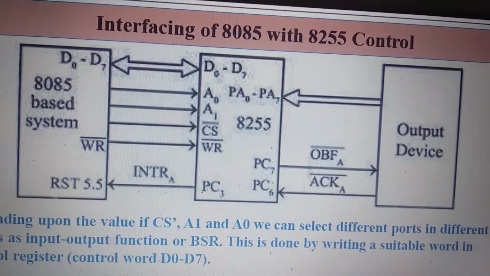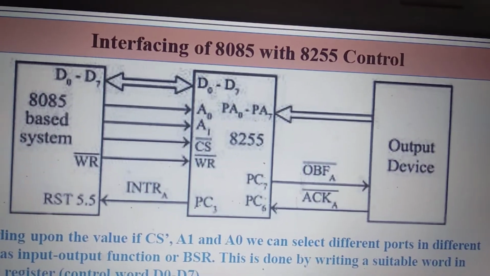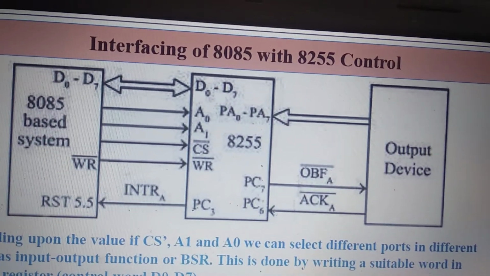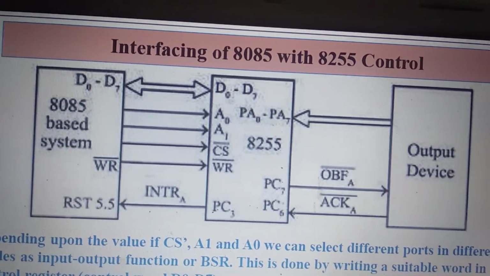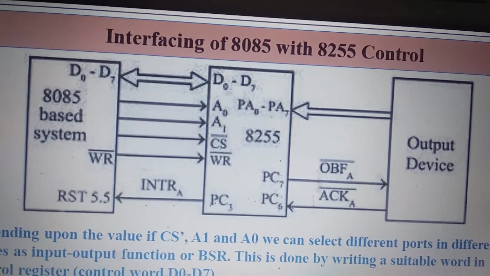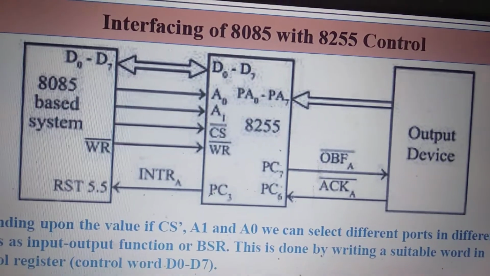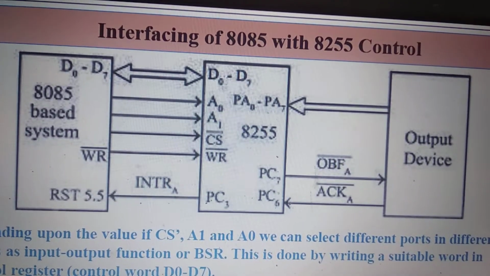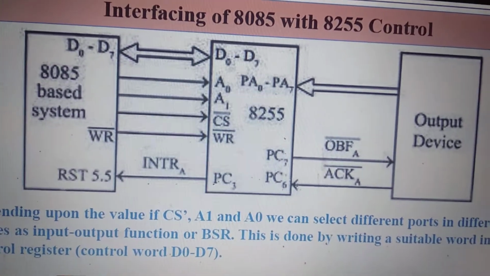Now for simplicity, we will just keep these three things in mind: the data bus will be connected to the 8255, A0 and A1, these two address lines, are required for address selection of a particular port. We will see that just now. And some control signal should be given to the 8255 peripheral for performing any data transfer operation with an external device, either an input device or an output device.